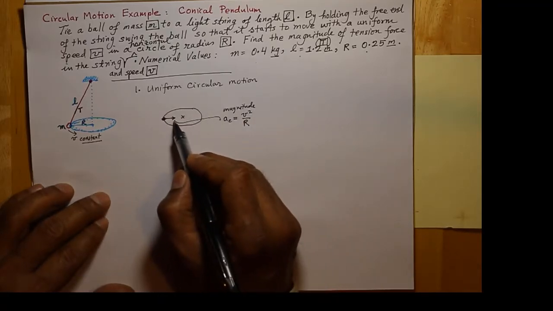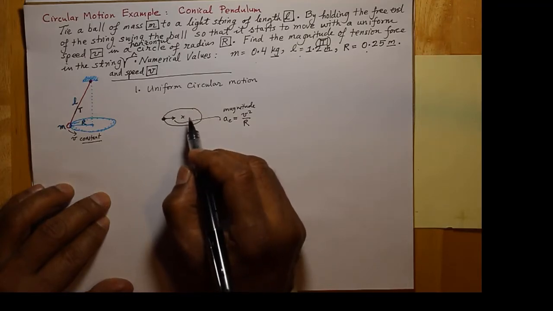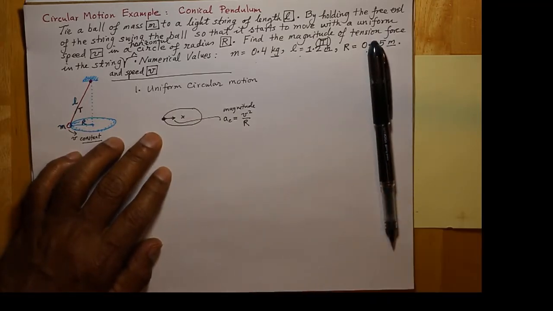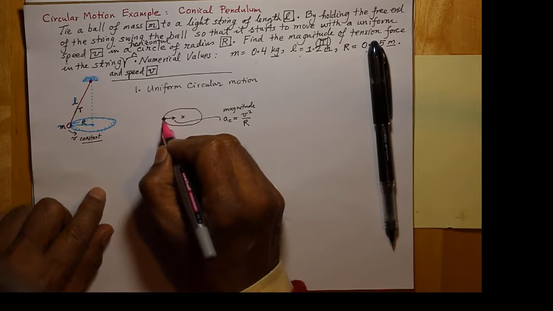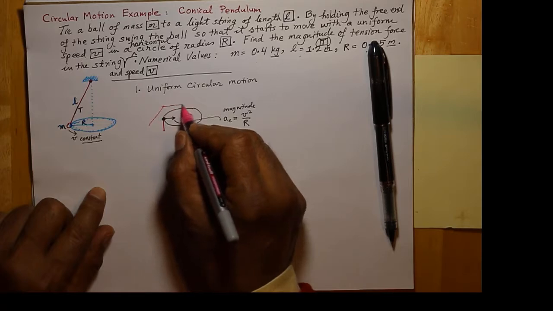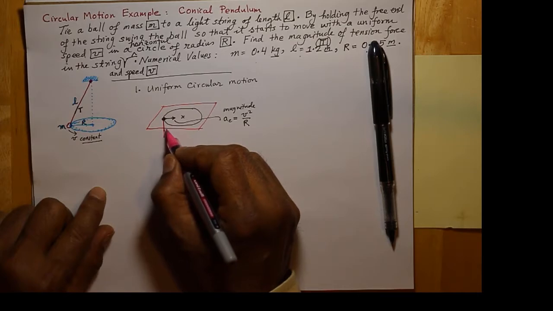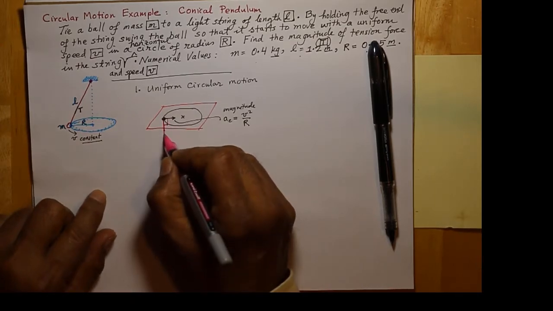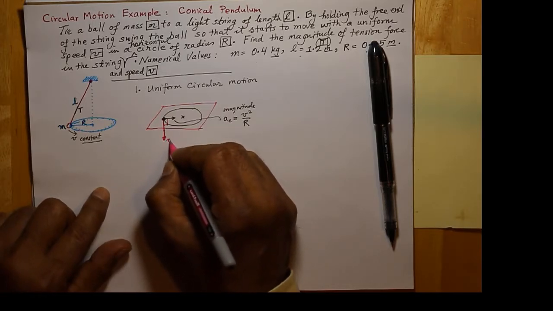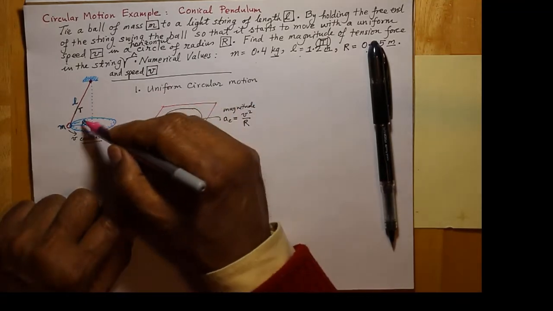So the net force will be in that direction. So we need to figure out what the forces are. Well, there are only two forces on this. One of the forces is pointed vertical. If this circle was in this plane, then this force is perpendicular to that plane. So this is the weight. Weight is perpendicular to that. So that's mg in that direction. And the tension is in that direction.